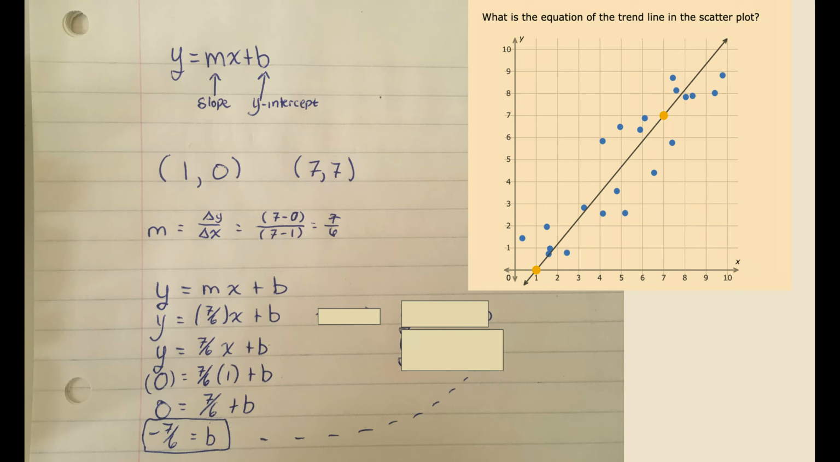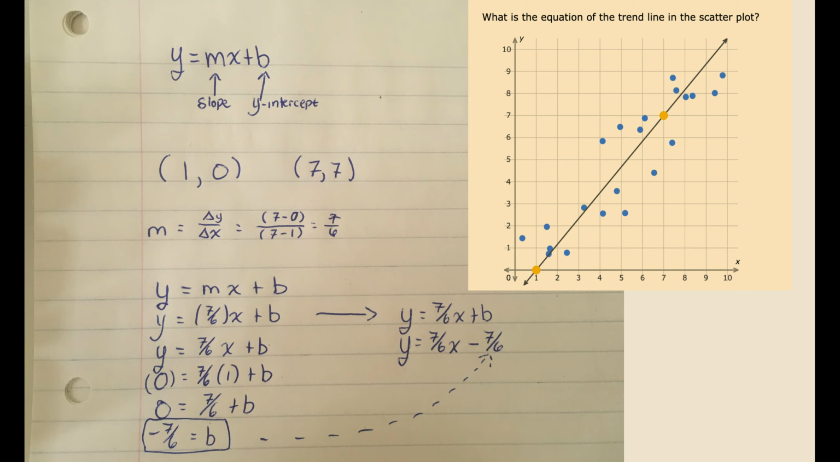So we can go back up, and we already know the slope. We now have the y-intercept, so let's plug that in. When we substitute into y equals 7/6x plus b, substituting for b, now you have the equation of the trend line there.